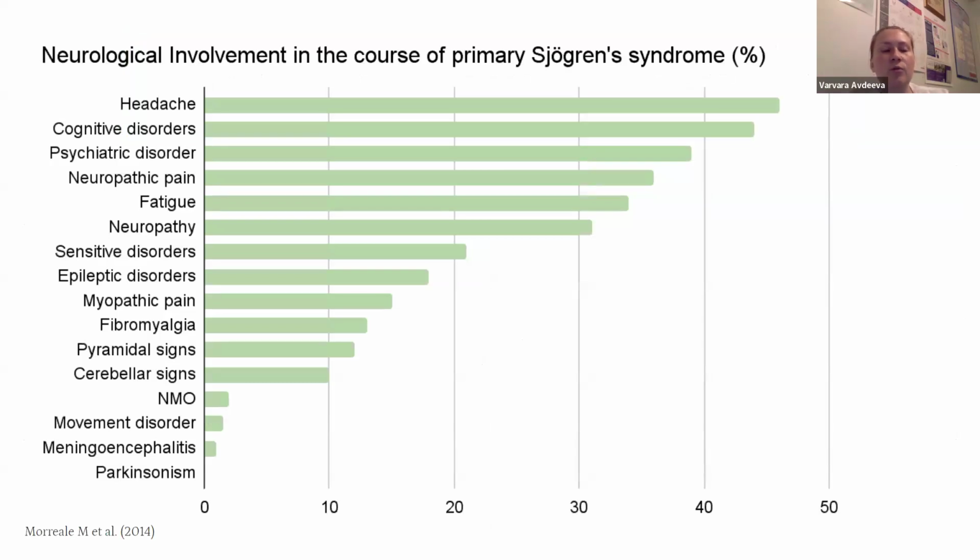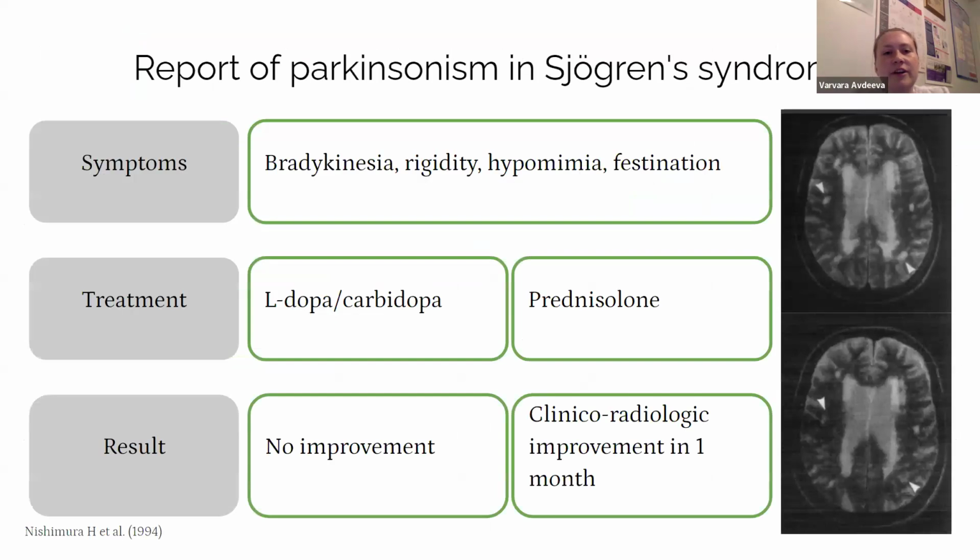As you can see on the slide, the most commonly seen neurological syndromes are headache, cognitive disorders, psychiatric disorders, and on the bottom of the slide, you can see Parkinsonism. So it's quite rare. Actually, I found one report about this condition. And in this report, the patient had bradykinesia, rigidity, hypomimia, festination, and this patient was started on classical Parkinsonism drugs like L-Dopa, carbidopa, amantadine, and there was no improvement on these medications. And then the patient was started on prednisolone, which resulted in clinical improvement and radiologic improvement in 1 month.